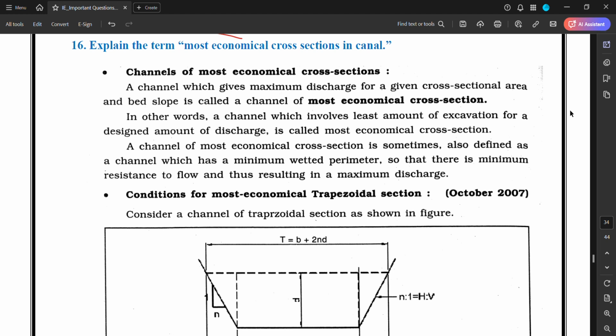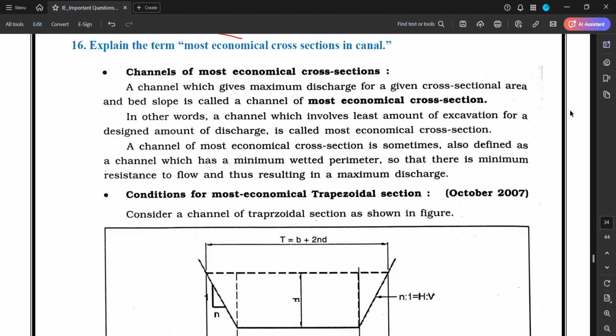Next most important question is: explain the term most economical cross section in a canal. Channels of the most economical cross section. A channel which gives maximum discharge for given cross-section area and bed slope is called a most economical cross section. In other words, a channel which involves least amount of excavation for the design amount of discharge is called a most economical cross section.